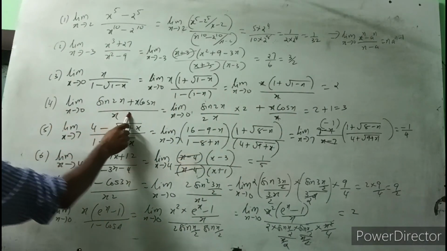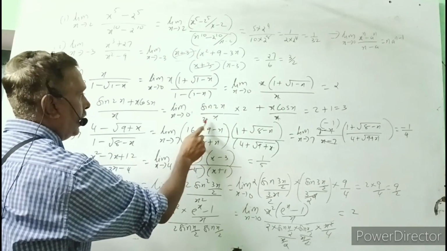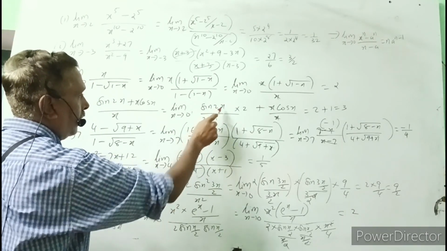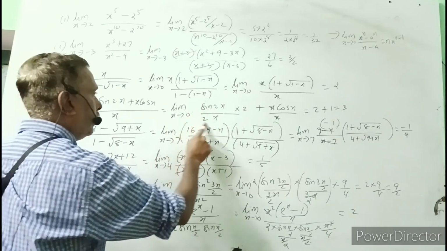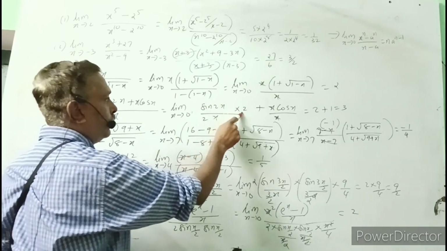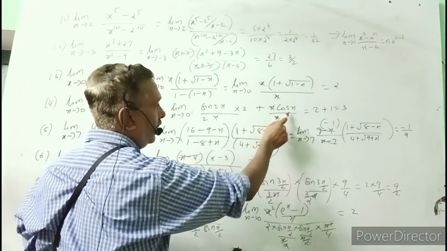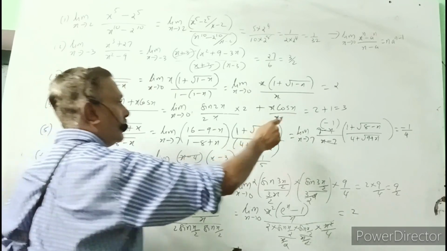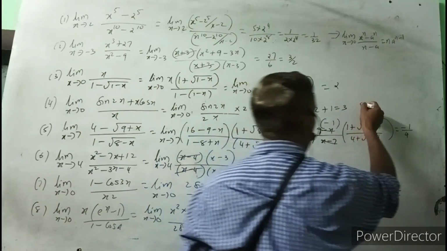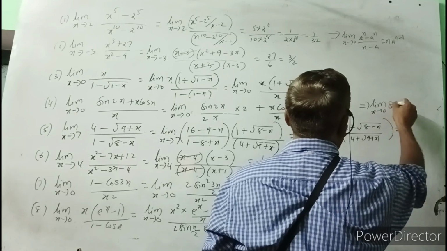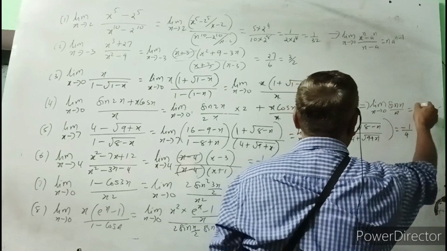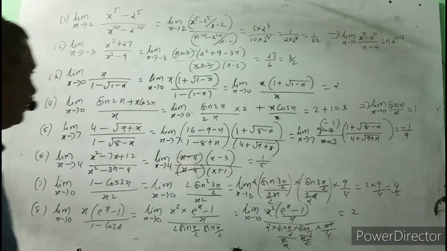Here the LCM is separated to make it 1, sin 2x multiply and divide, since x tends to 0, 2x also tends to 0. So this is 1 into 2 plus 0 is 1. So the answer is 3. So here we applied limit x tends to 0, sin x upon x is equal to 1. That formula identity was applied.